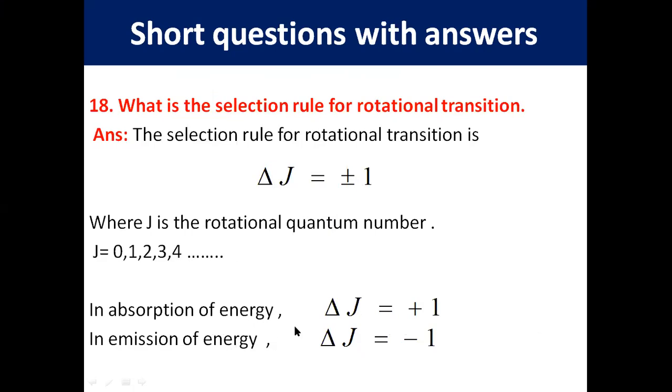In absorption of energy, delta J is equal to plus 1. That means the molecule can transit from the rotational energy level J equal to 1 to J equal to 2. That means delta J is equal to 2 minus 1, so delta J is equal to plus 1. That means energy is absorbed. Similarly, when energy is emitted, the delta J will be minus 1.